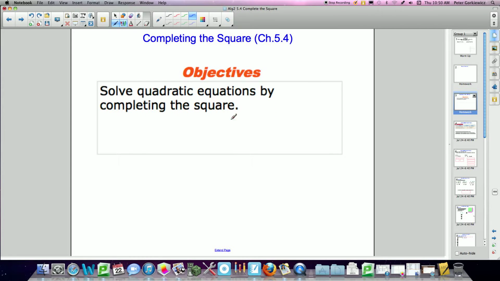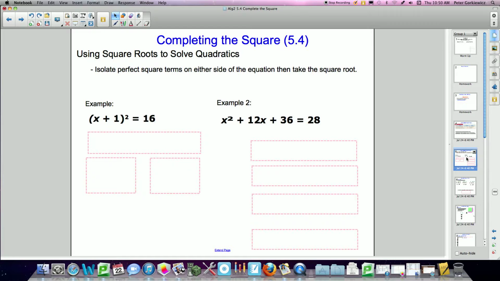Sorry I couldn't be here today, but we are going to be checking out the process of completing the square. I'm going to show you some video notes, and I'm going to throw you into your homework, and hopefully you can get out of here without too much in the way of stuff to do at home. So, at the top of your notes, you can put completing the square, 5-4.